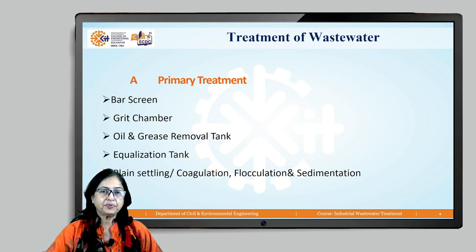So, primary treatment needed for wastewater from the sugar industry is a bar screen for removal of large floating material, then a grit chamber for removal of suspended solids which can settle under gravity, and next is oil and grease removal.